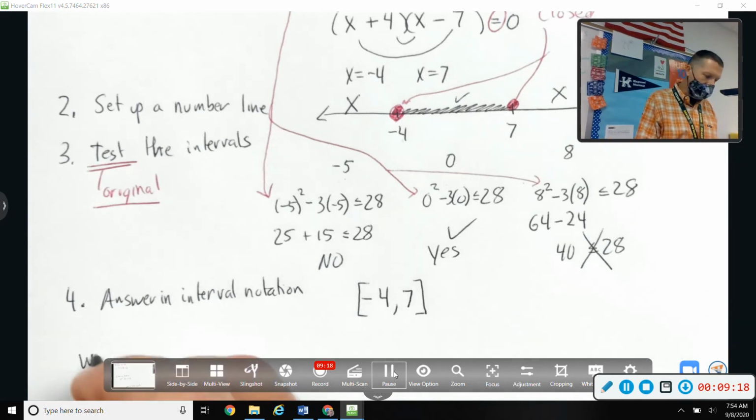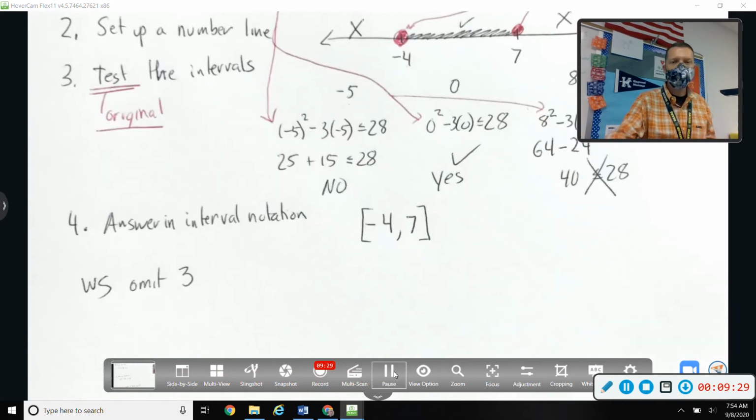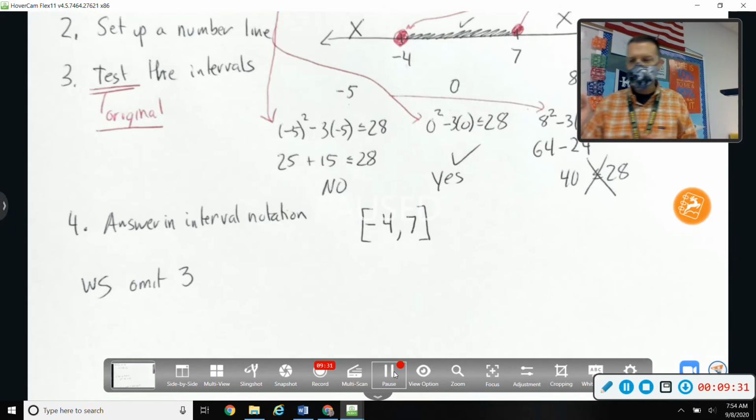I'm going to give you the worksheet, but I'll say it now. Let's omit number 3, because I don't know how you would work number 3. So let's omit number 3. In fact, why don't you try number 2? Try number 2.